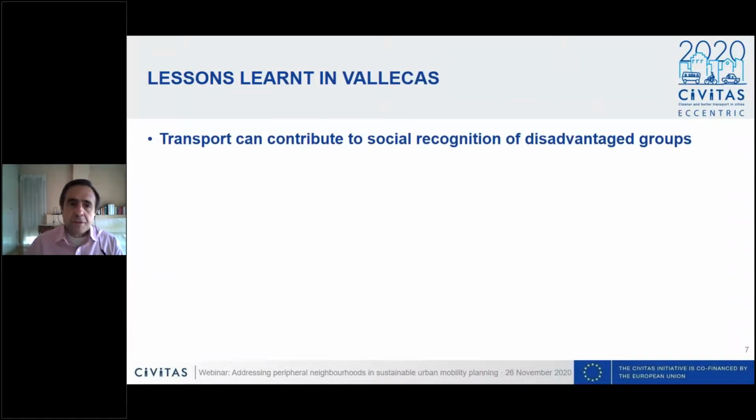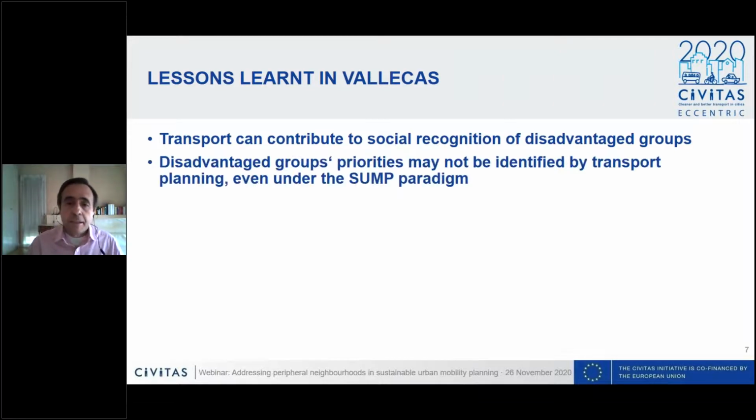So which are the lessons learned from Vallecas? I think that we can say that transport can contribute to the social recognition of disadvantaged groups. Social recognition meaning not only to provide better mobility services, but also to make them more influential in decision making at large. We were able also to identify disadvantaged group priorities, and I think this is something that it is not necessarily done in the sustainable urban mobility planning we are usually doing in our cities in Europe.